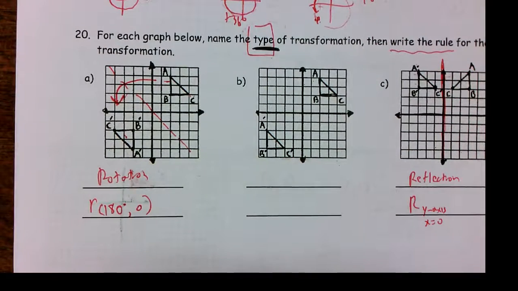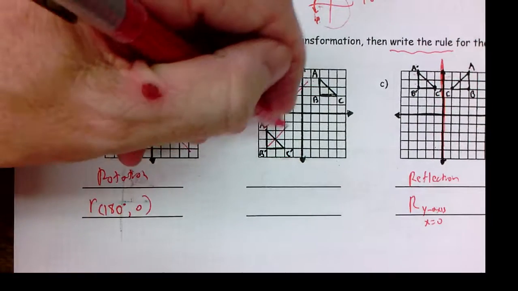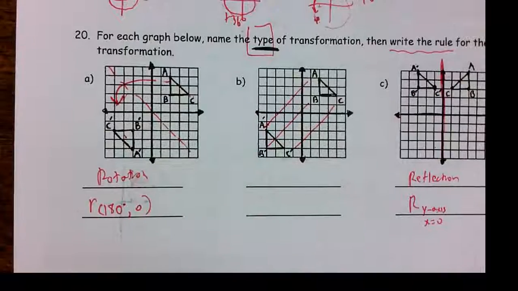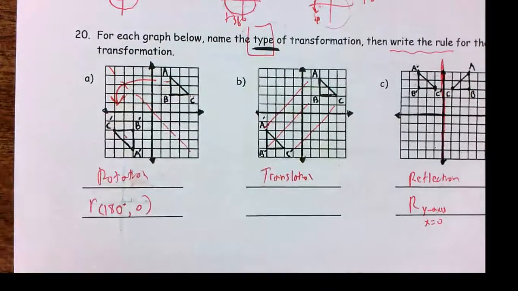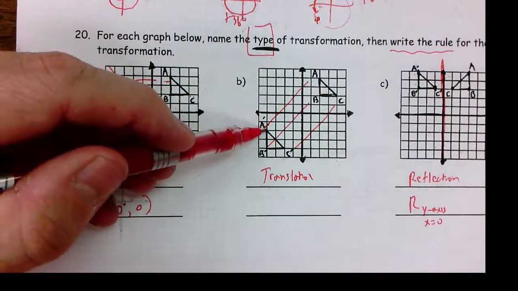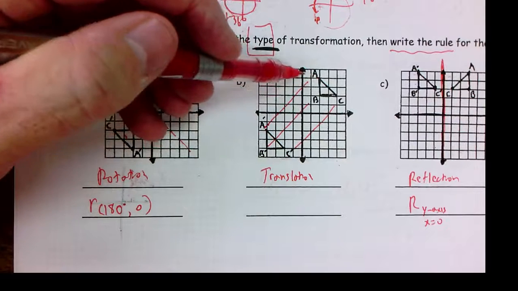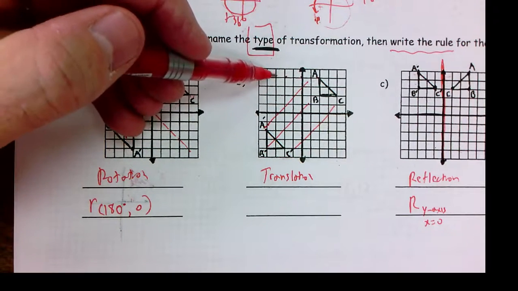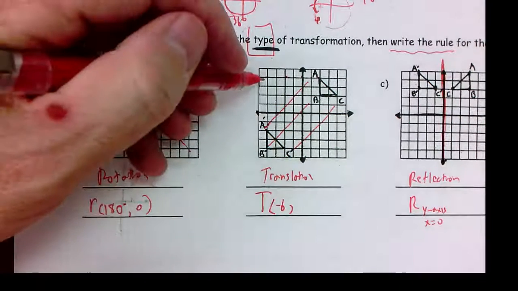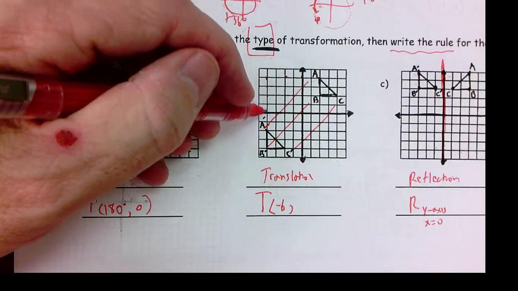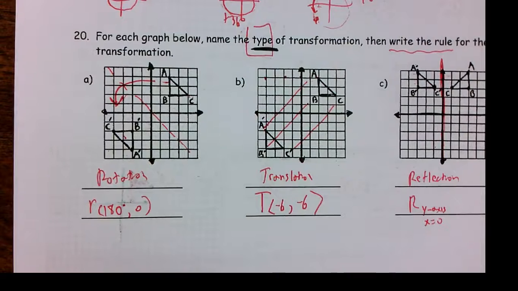And then last up is B. I noticed that all of these points just seem to slide the same distance. So that is a translation. And I'll use A to figure out the slide. Oops, A is up here. It's left 1, 2, 3, 4, 5, 6. Left 6, so translation of left 6. And then down 1, 2, 3, 4, 5, 6, down 6. And there's my translation. All right, hope that helps.